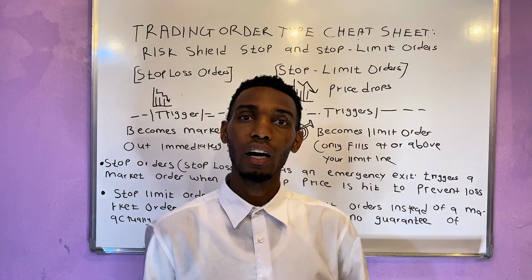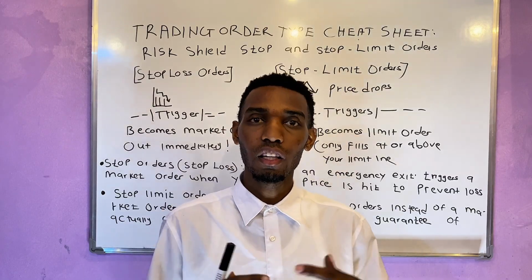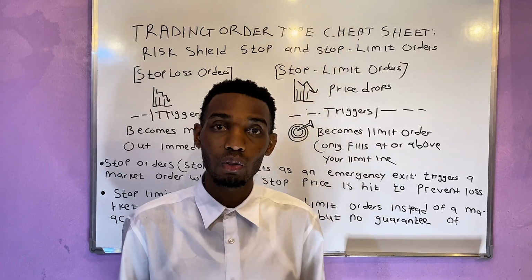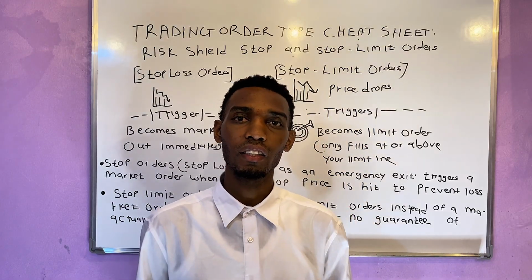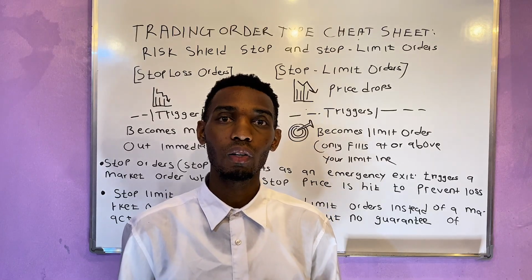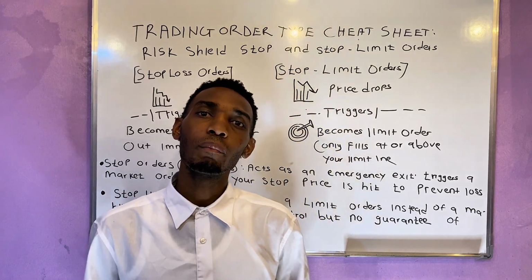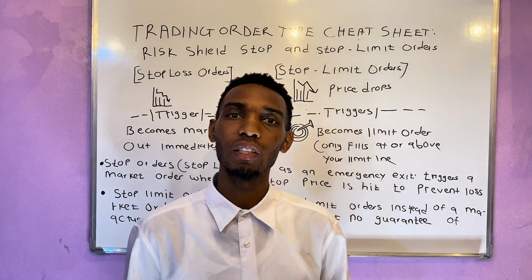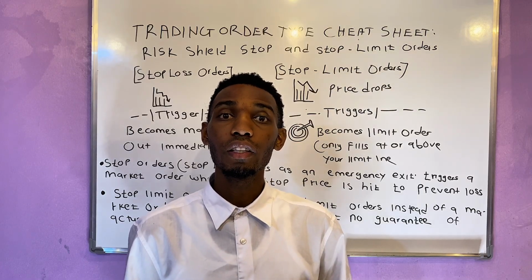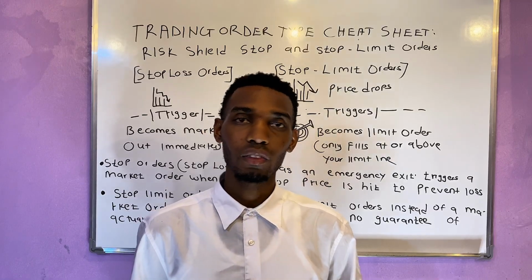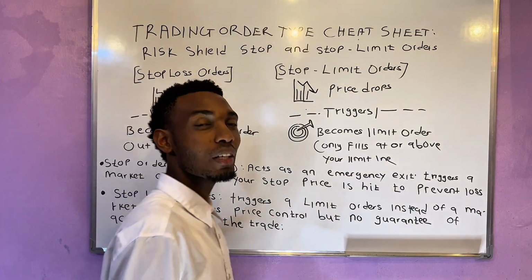A stop limit order tries to fix this. It says, if the price drops to my danger zone, get me out, but only if you can sell it for a specific price or better. The danger here is that if the price drops like a stone past your limit, you won't get filled at all, leaving you stuck in a losing trade. I hope you have understood. This is the risk shield, stop and stop limit.